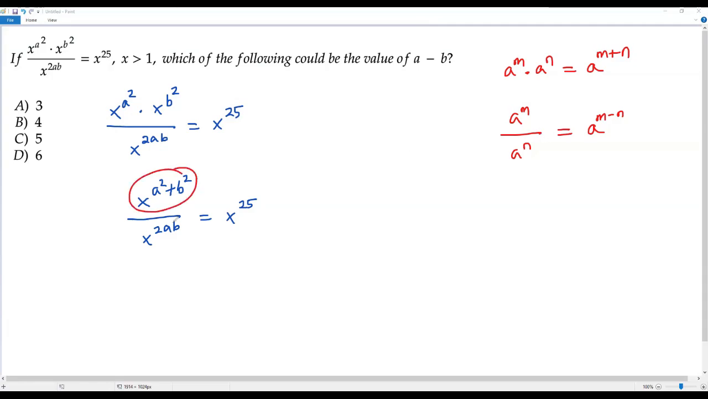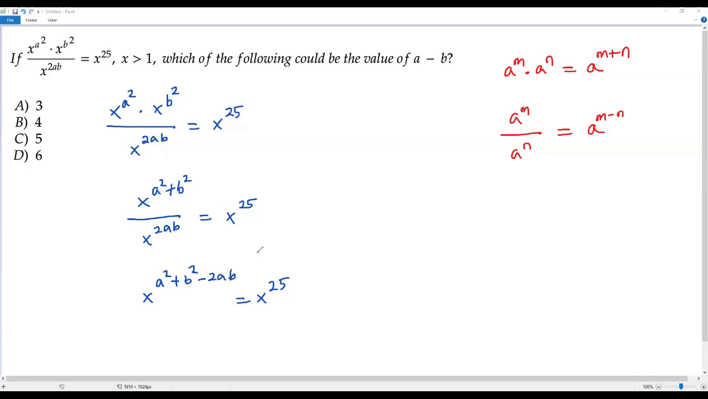So here we divide two terms with the same base, x in numerator, x in denominator. So we can take the base x once and subtract the exponents, that is a square plus b square minus 2ab equals x to the power of 25. Here, the base on the left side is x, the base on the right side is also x. We have the same base on both sides of the equation.